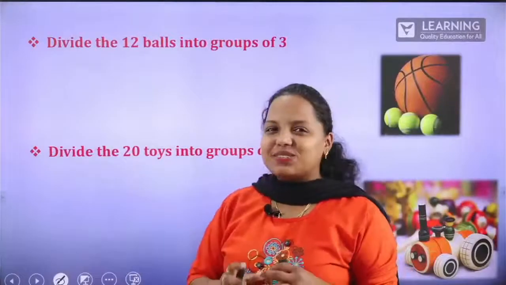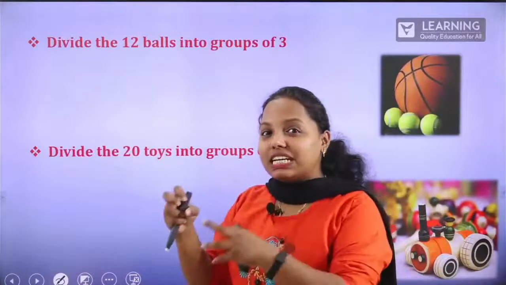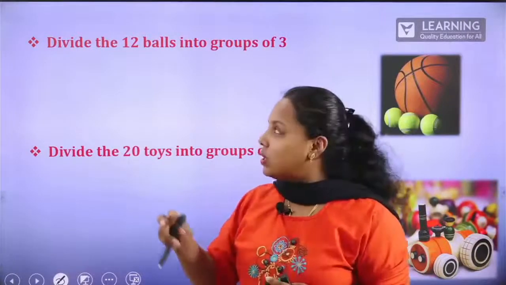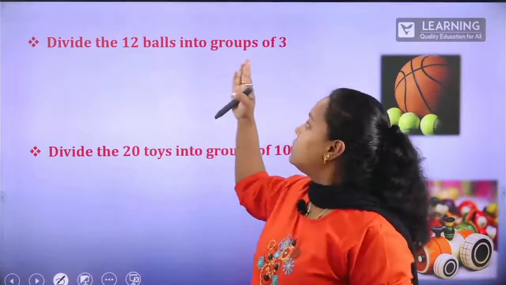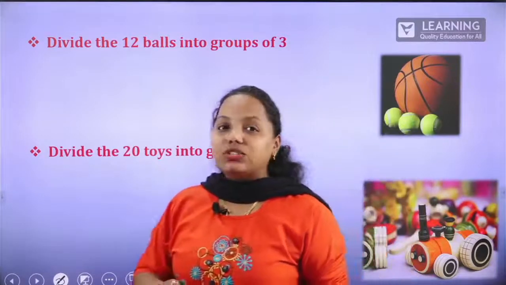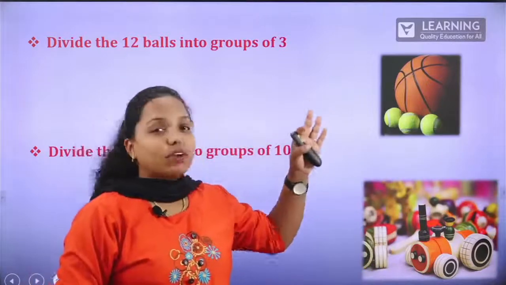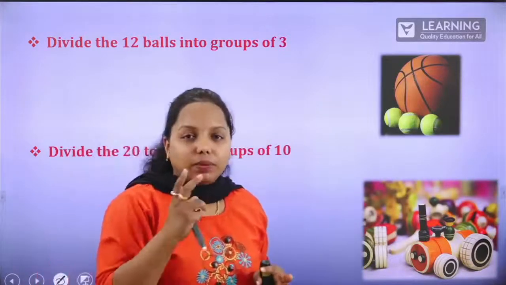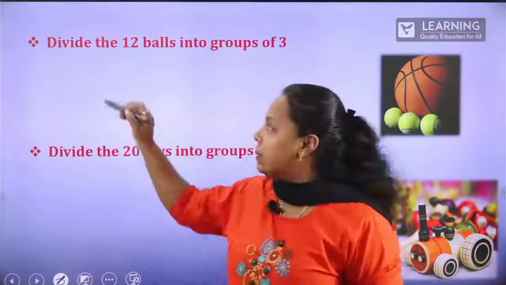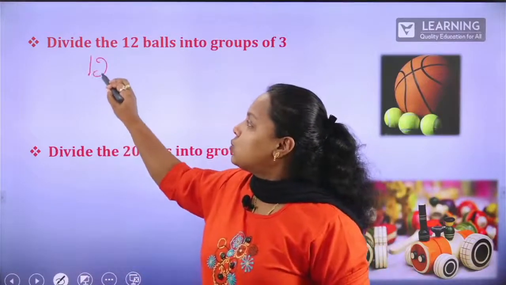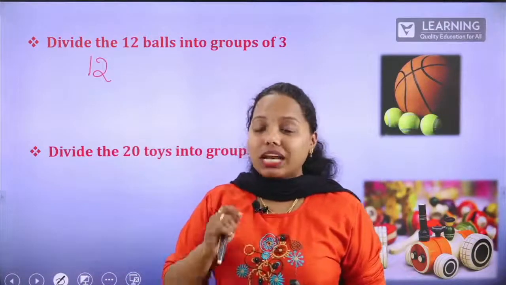Now, this is a small example to use the division operation. Divide the 12 balloons into groups of 3. So the 12 balls you have to divide into 3. Directly, what is the number of balls? It is 12 over there. So make sure you can ask a question: Ma'am, why can't we write 3 at the top?